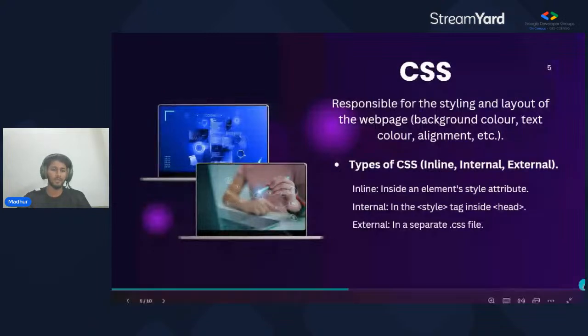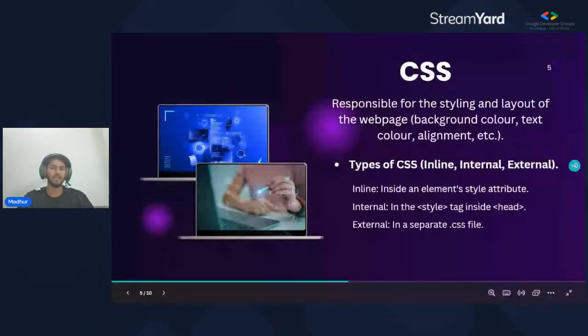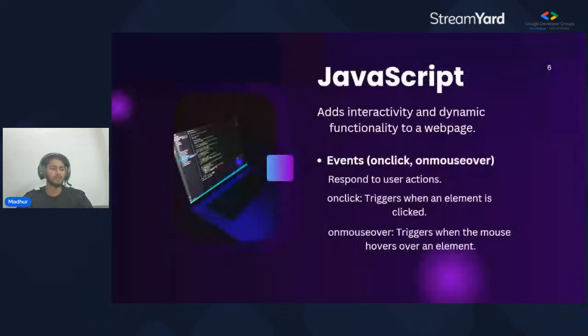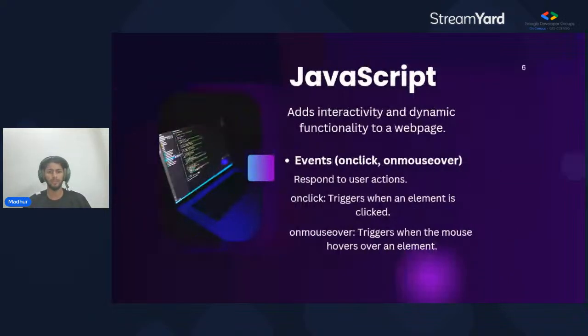Now, the next is JavaScript. JavaScript adds interactivity and dynamic functionality to the website. For this session, the main topic regarding JavaScript will be events. Two main events that we're going to be looking into: on click and on mouse over. So on click, as the name suggests, is triggered when an element is clicked, and on mouse over is triggered when the mouse hovers over an element. So let's get into the demo.